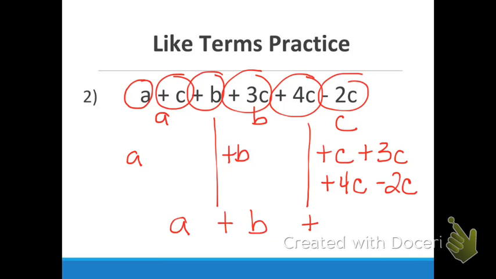6C. I got 6. Okay, let's count it up. We have 1C plus 3 more C, that's 4. Plus another 4 is 8. Take away 2 is 6. So it's 6C. A plus B plus 6C.